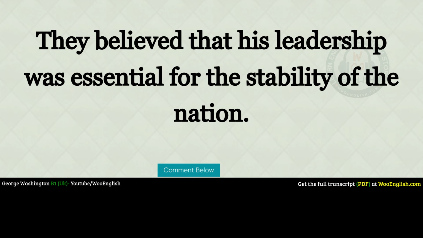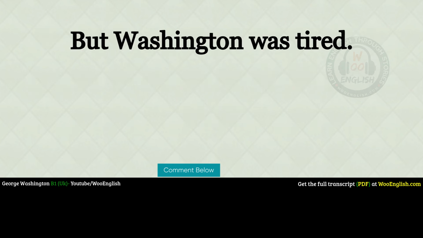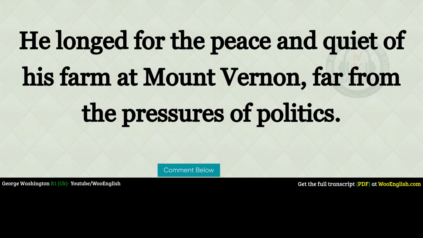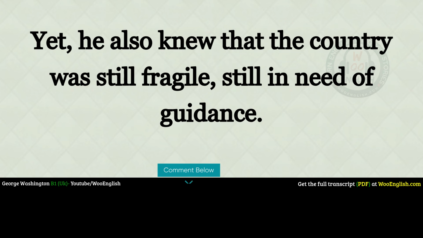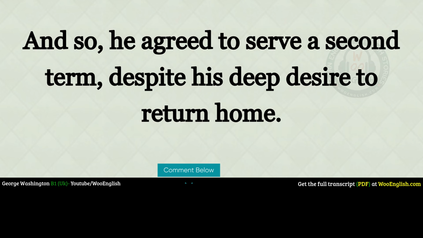They believed that his leadership was essential for the stability of the nation. But Washington was tired. He longed for the peace and quiet of his farm at Mount Vernon, far from the pressures of politics. Yet he also knew that the country was still fragile, still in need of guidance. And so he agreed to serve a second term, despite his deep desire to return home.